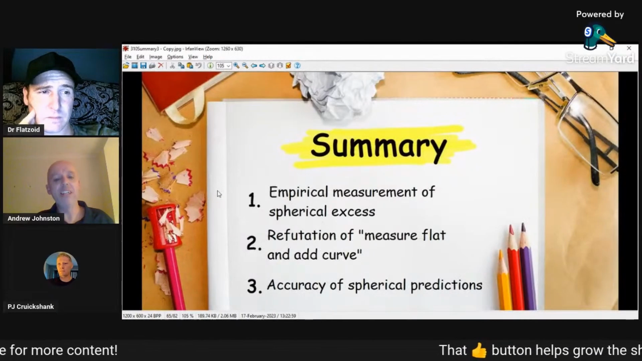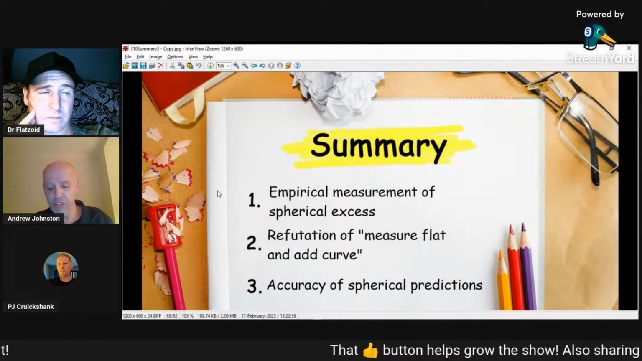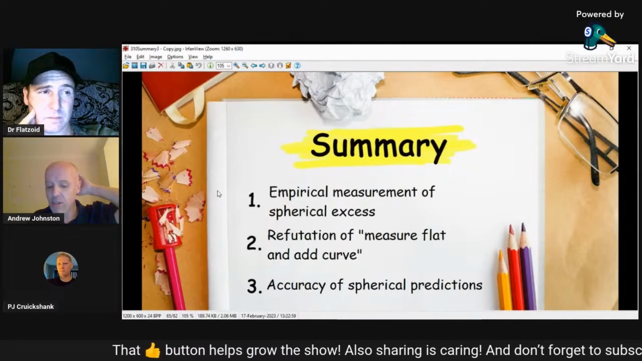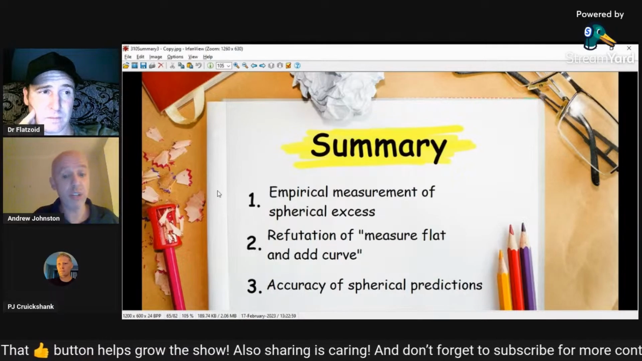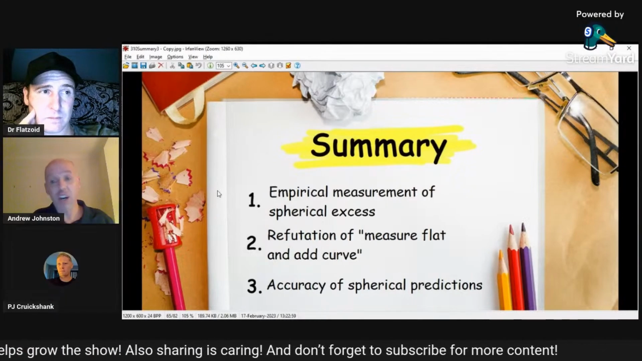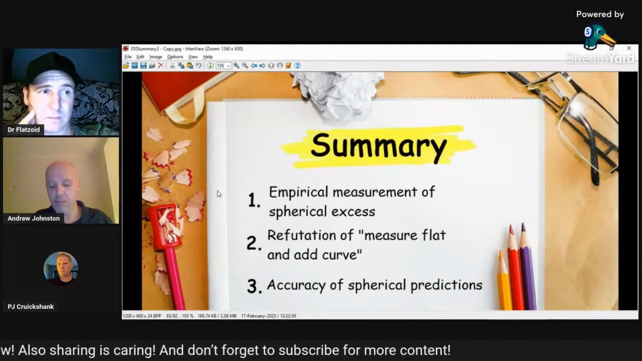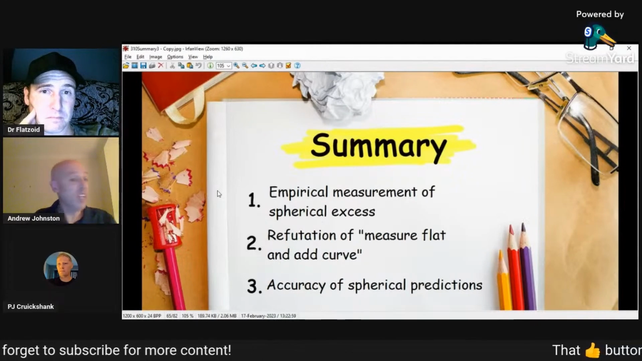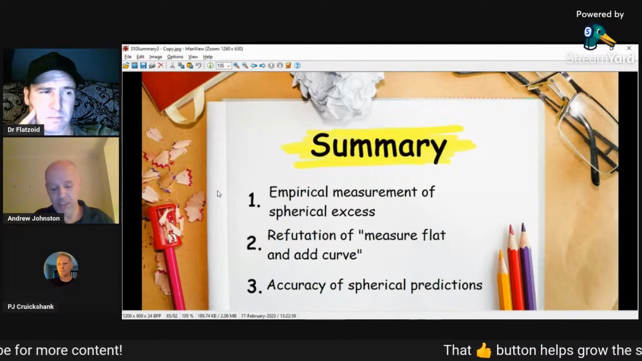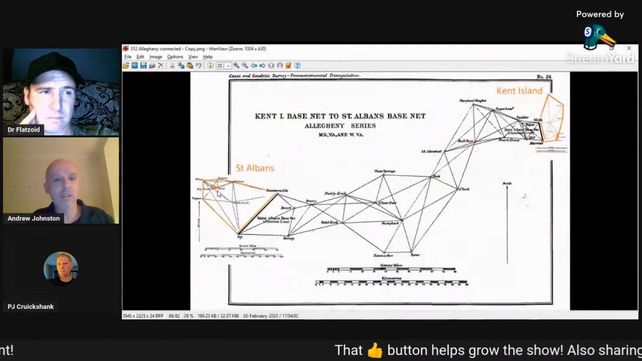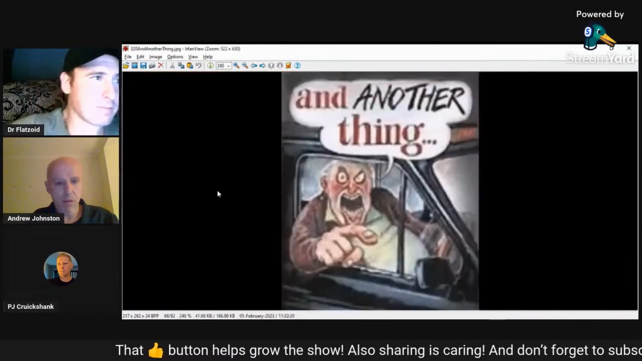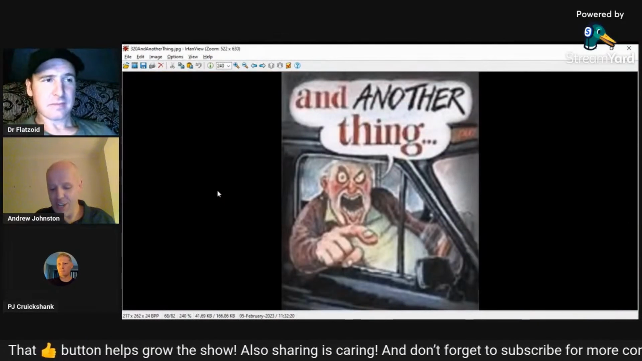And lastly, the accuracy of their spherical predictions, which I've just shown, that using spherical-based calculations for the distance across the chain of triangles, they were able to make highly accurate predictions of the separation of two surveying points that were hundreds of kilometres away from where they started. So that concludes my main argument. But I'm not finished yet.